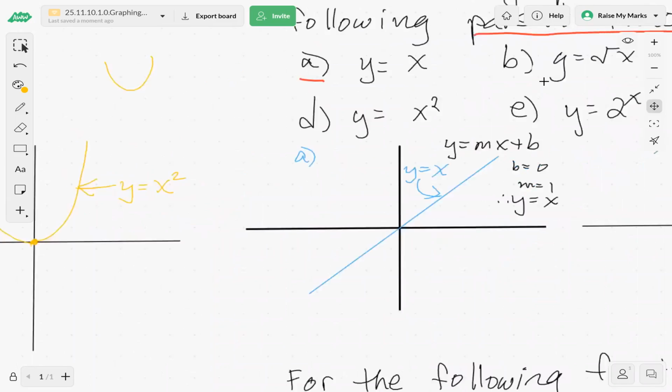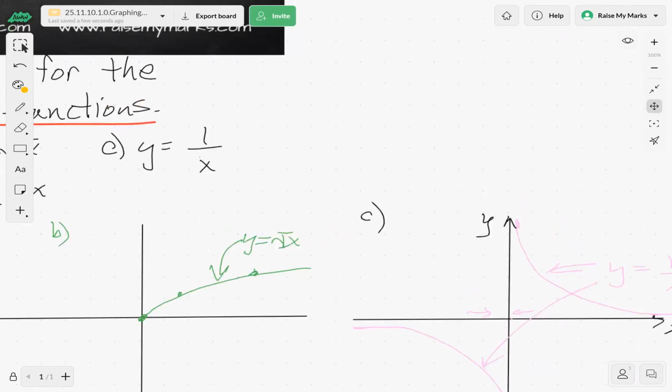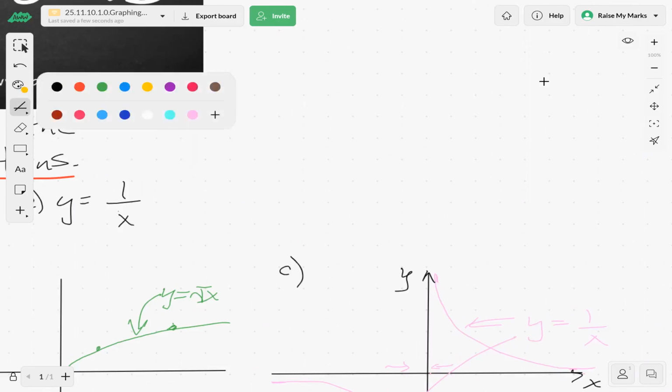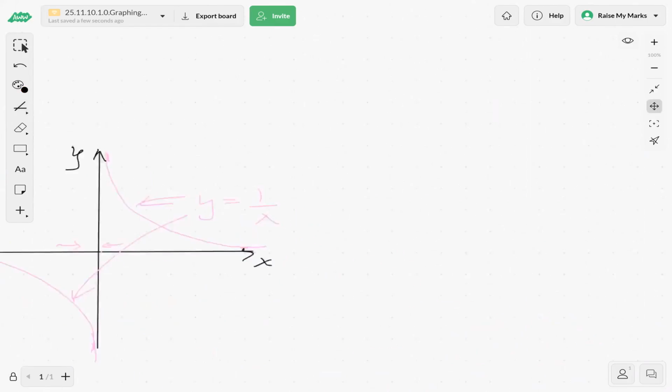And finally, let's go over to this side. Let's look at E. E is y equals 2 to the power x. So why don't we do that up here? Again, let's draw some axes in. Actually, we can just scroll over here.